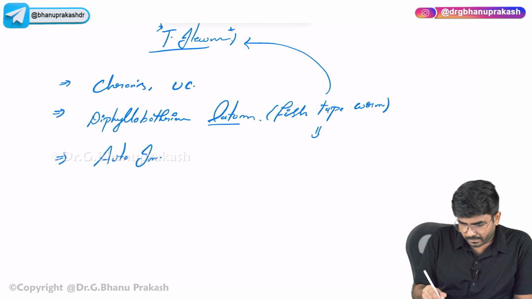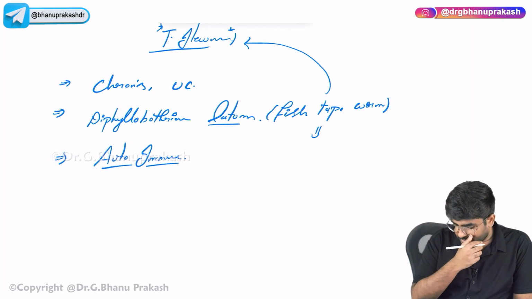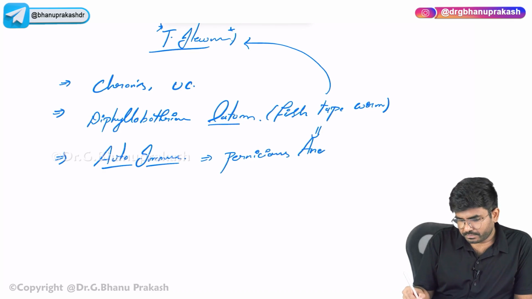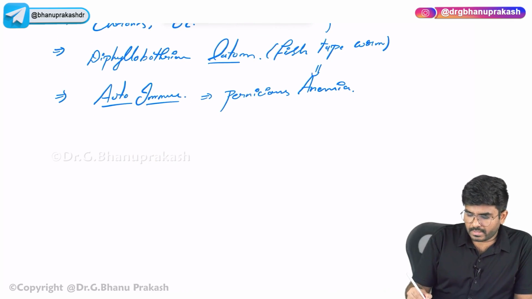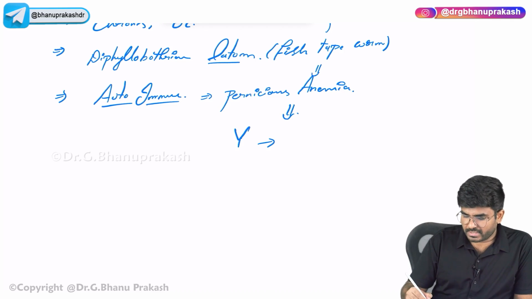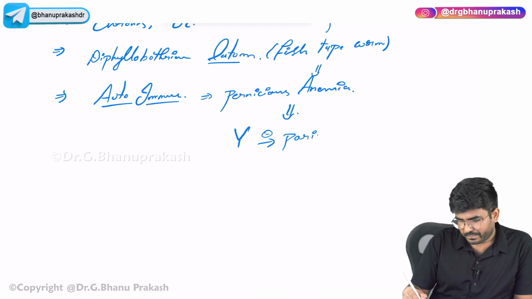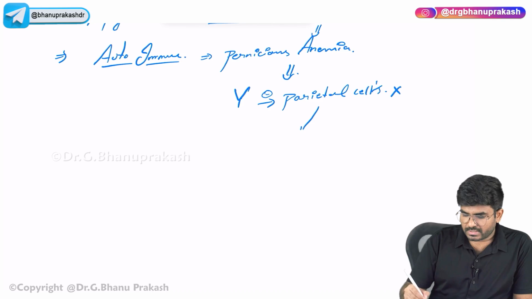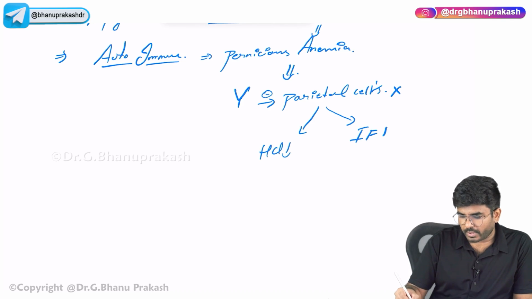Another reason is an autoimmune condition called pernicious anemia. So what is this pernicious anemia? In this condition, antibodies are produced against parietal cells. Now the parietal cells are getting damaged. When the parietal cells are damaged, acid production goes down. Also intrinsic factor production goes down.